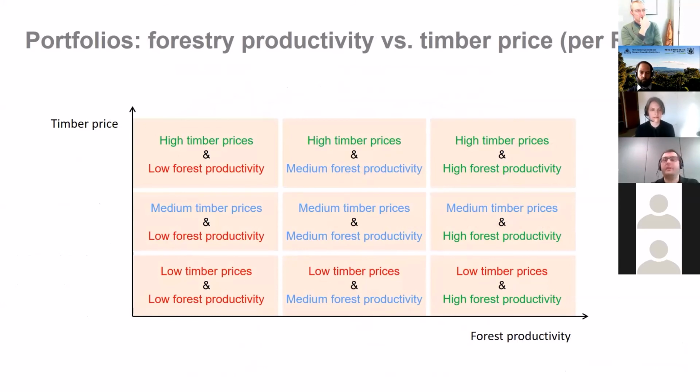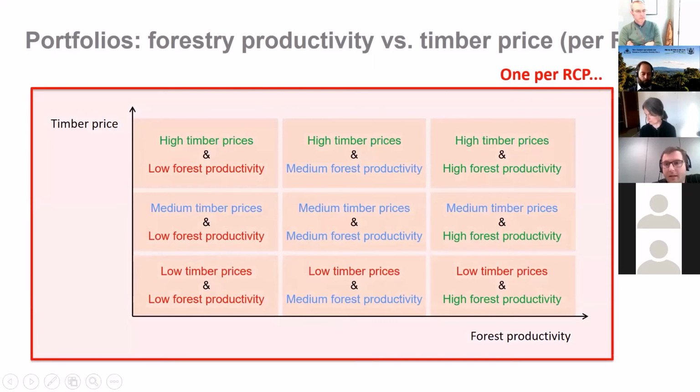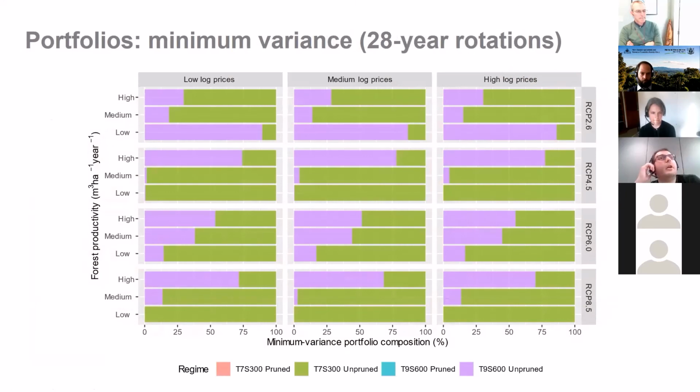I'm just about to show you the results that we have, and again, we'll have scenarios. We'll have one portfolio for each combination of forest productivity and timber price for each RCP, so we'll have 9 scenarios like this for each RCP. And here are our results. The first type of portfolios that we simulated are the minimum variance portfolios, and this is how they look for 28-year rotations. We have the forest productivity here going from low, medium to high, the different log prices here, low, medium to high again, and then the different RCPs. So we can see how the composition of the portfolios changes across the scenarios that we're simulating.